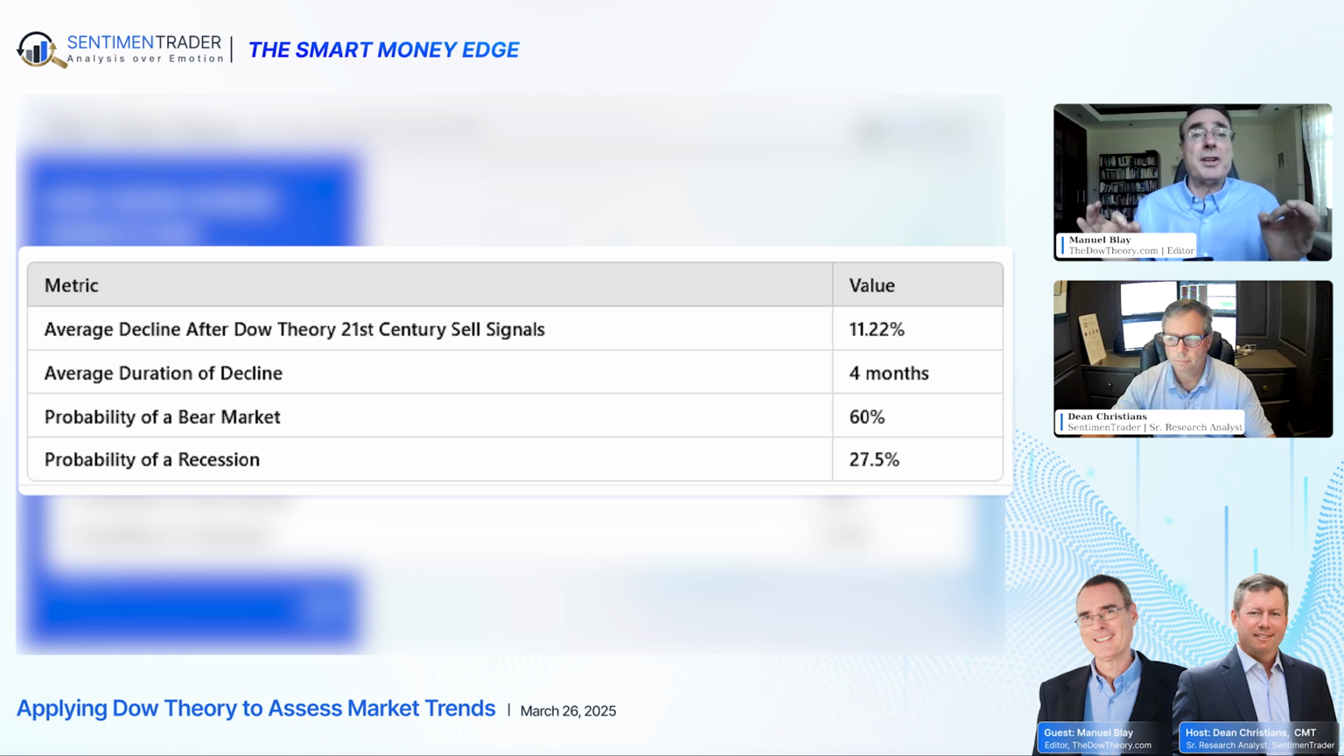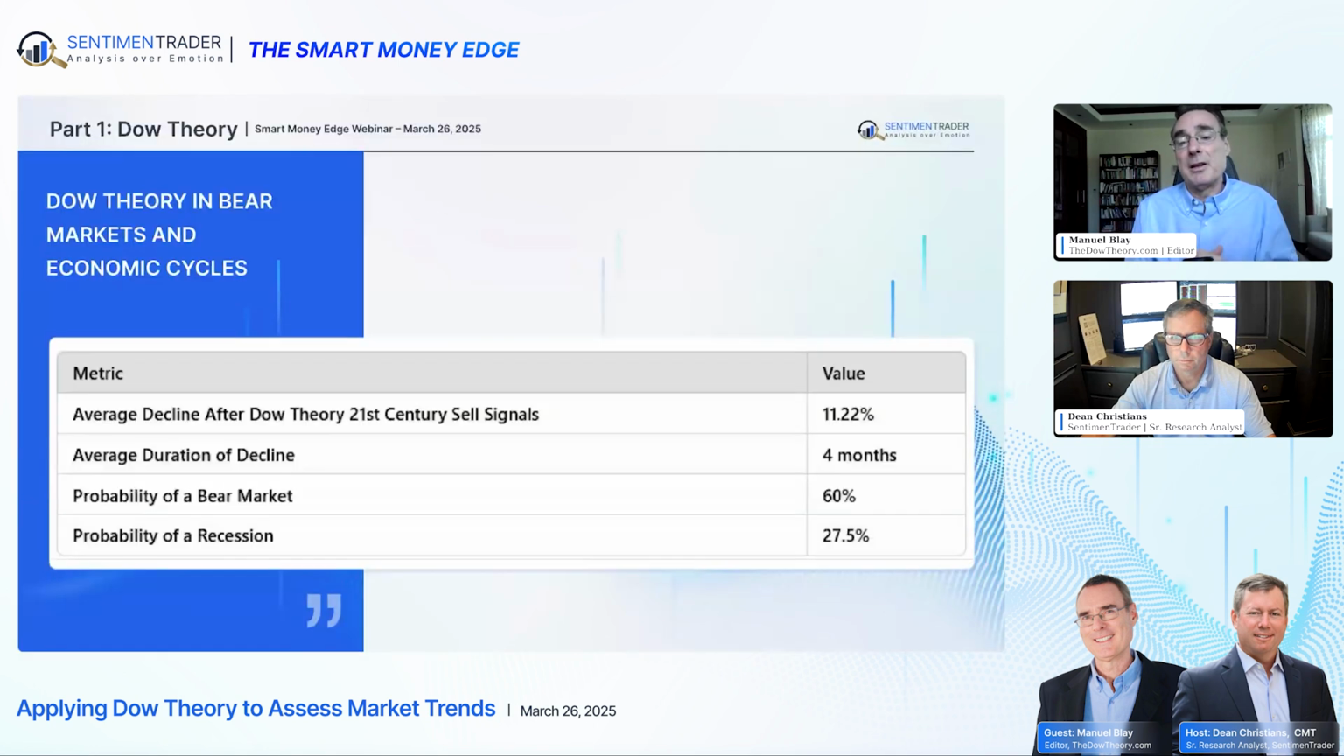So even historically, we have a low probability of a recession, 27.5%, but that doesn't mean that the drop can't be significant enough to result in a sizable decline, which means that for trend followers, there are trading opportunities. So maybe you can see the next slide.